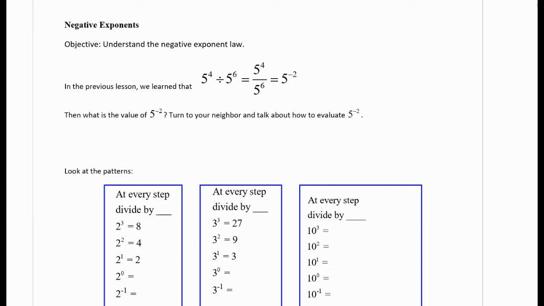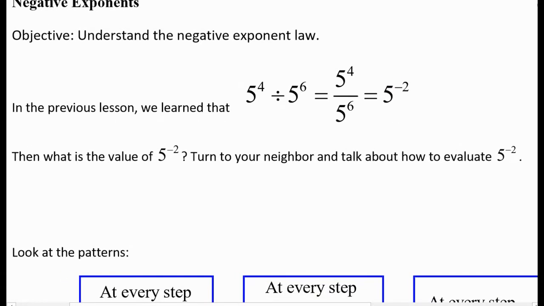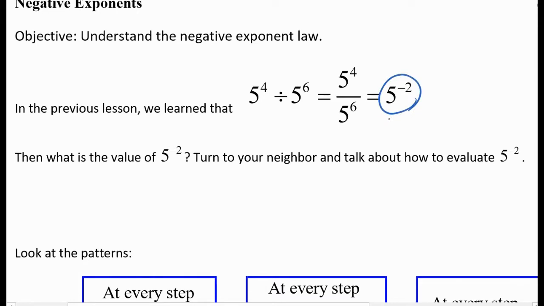Today we're going to learn negative exponents. Okay, so when you have a negative exponent like this, we're going to learn what this number means.